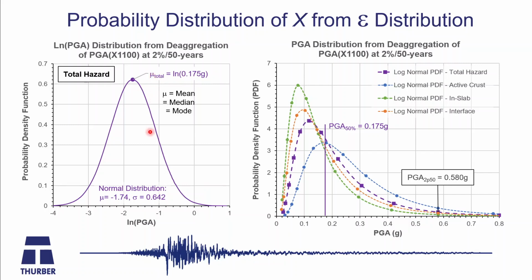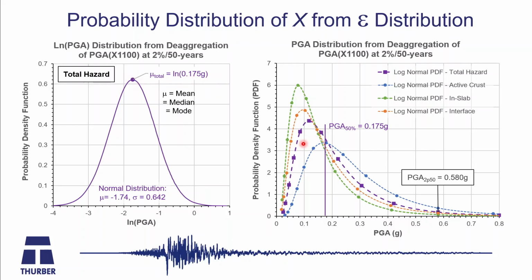If we look at the PGA now plotted as the ln of PGA, the probability density function you get using that mean, which we just looked at was ln of 0.175G, with the sigma of 0.642, and plot the normal distribution, this is what the distribution of the natural logarithm of the PGA looks like. So in the logarithmic space, you'll see that the mean equals the median equals the mode. This is your 50th percentile value, which is also the mean value.